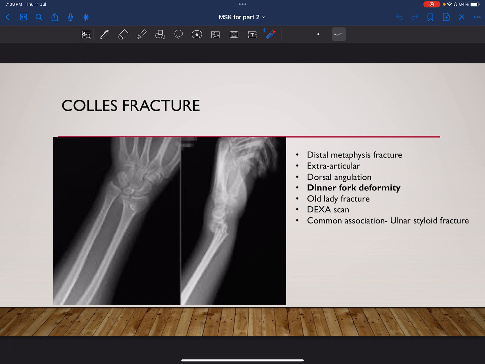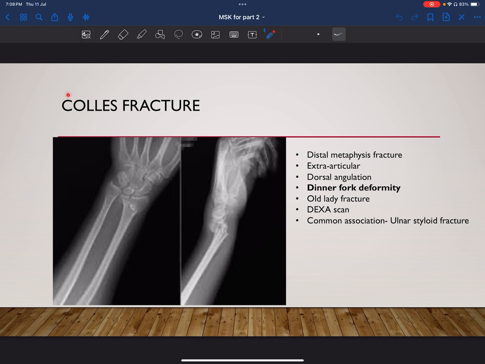First we have to identify the dorsal and volar part. This is the dorsal part, this is the volar part. So there is dorsal shift of the distal fracture segment, right? This is a distal metaphysis fracture, which is extra-articular. This is dorsal angulation of the distal fracture segment, also known as dinner-fork deformity.